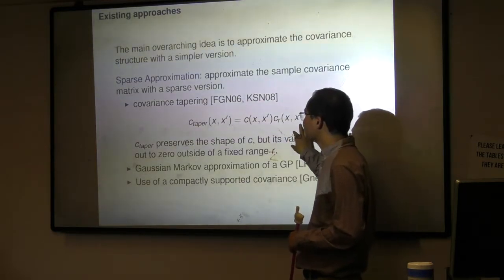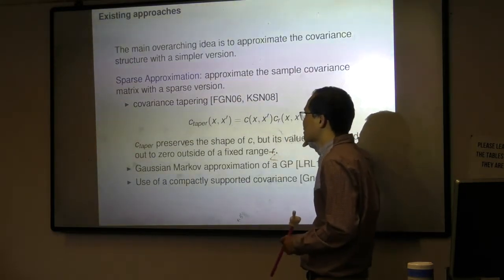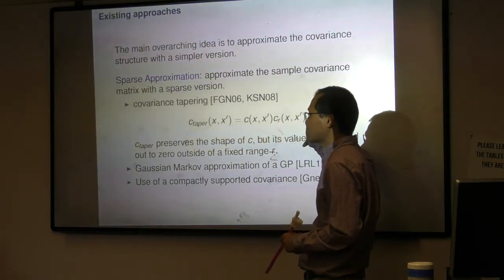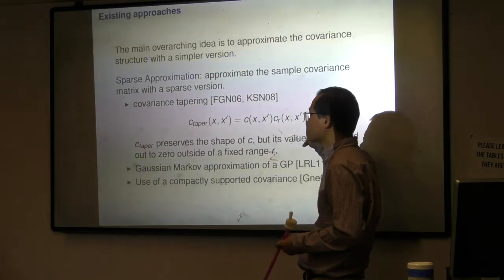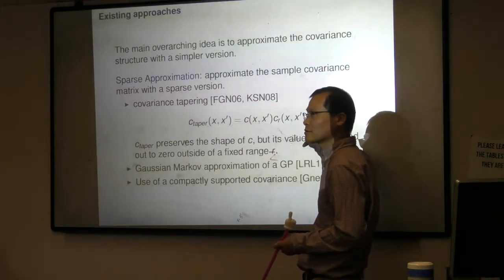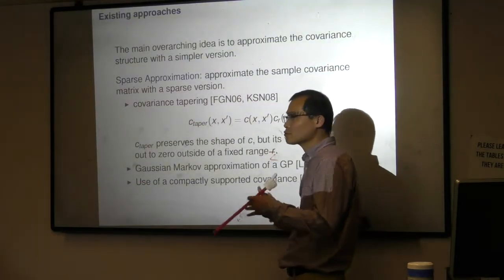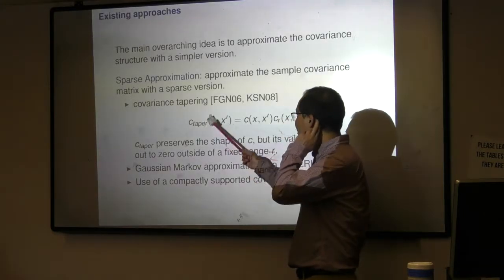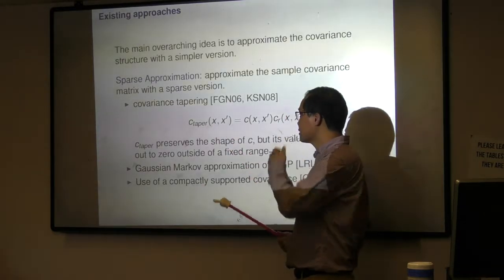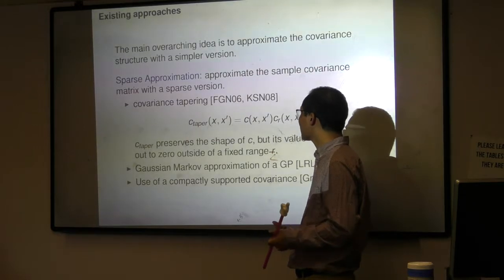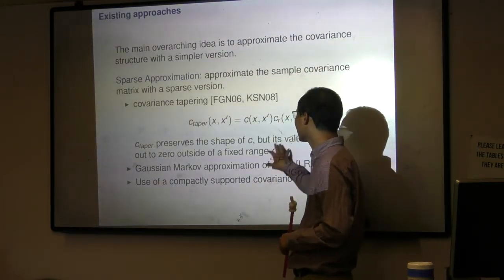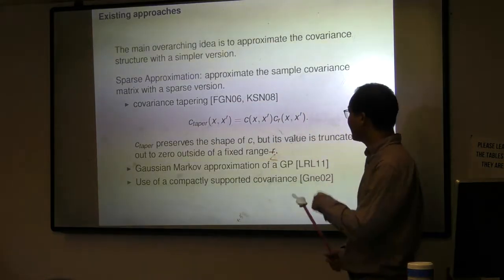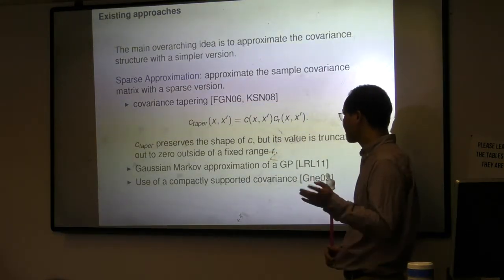One good aspect of this covariance tapering is that it is asymptotically true for some specific covariance functions. For example, for the Matern covariance function, which is a popular choice, covariance tapering asymptotically approximates the full Gaussian process, for some specific covariance functions like Matern.